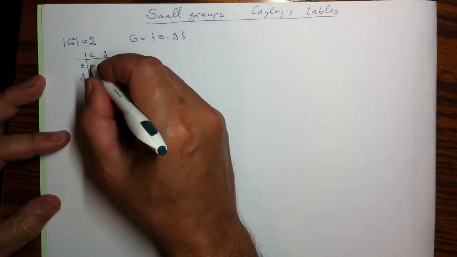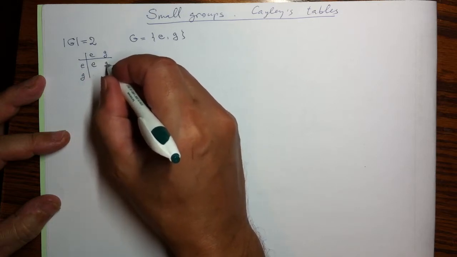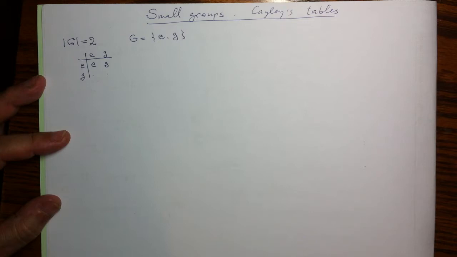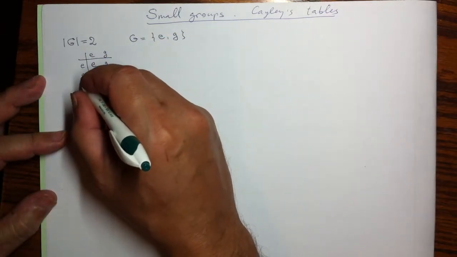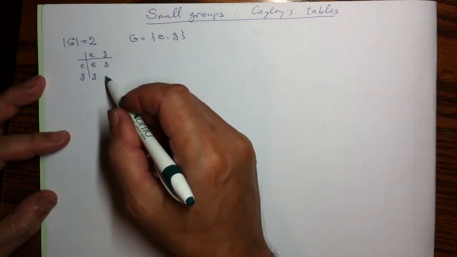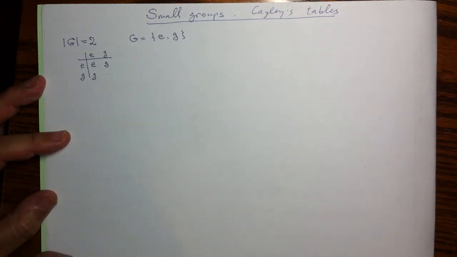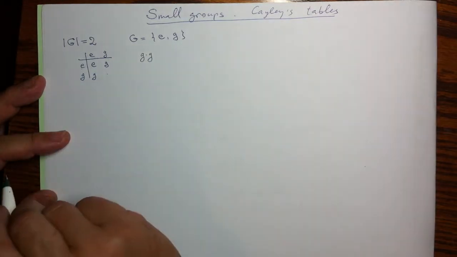When we multiply or compose with the identity, nothing happens, it's just the other element. So the identity labeled row is just the same as our list of elements, and the same for the identity column. If we compose or multiply g with the identity in this order, we still have g. So the only interesting place is the place for g squared. So let's see what g times g, or g squared, is.